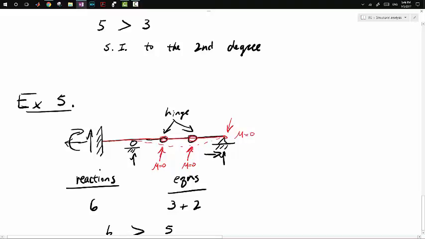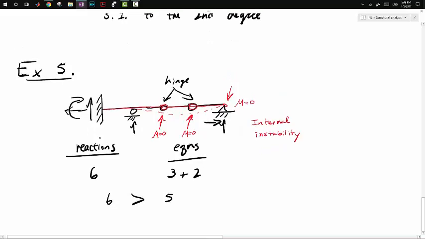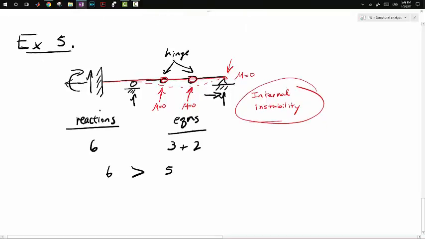So because of that, we have an internal instability. And even though the number of unknown forces was greater than the number of equations of equilibrium, we cannot say that this is statically indeterminate to the first degree because of this internal instability. So yes, this is an unstable structure.